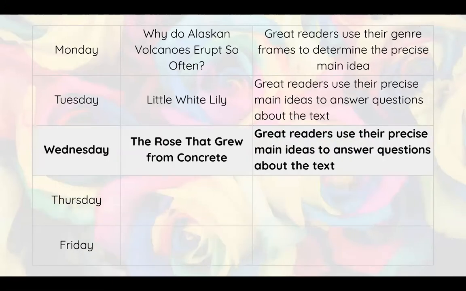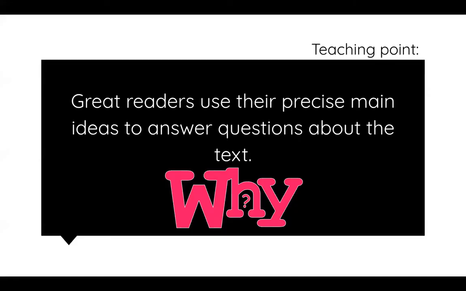Today, our independent text, or our semi-shared text, is The Rose That Grew from Concrete. And our teaching point is actually going to be the same. The great readers use their precise main ideas to answer questions about the text. Now, the biggest thing is why. Why is it that we're keeping this teaching point? Why is it so important?